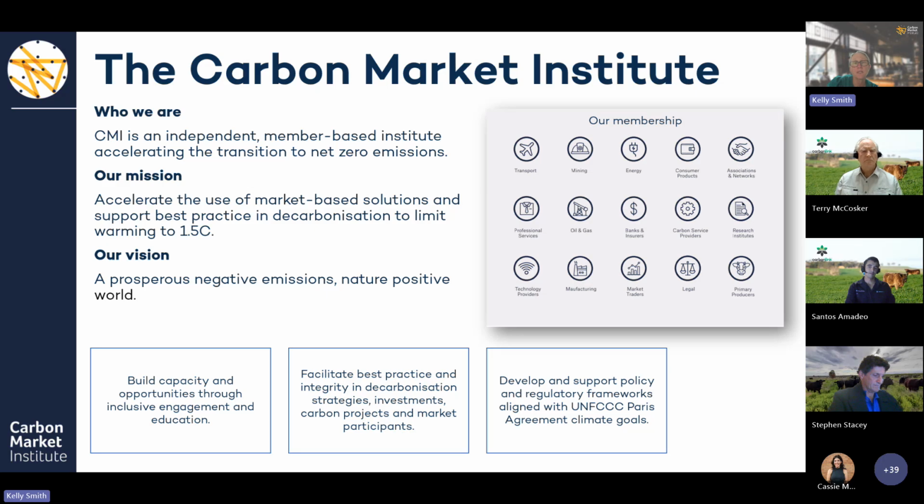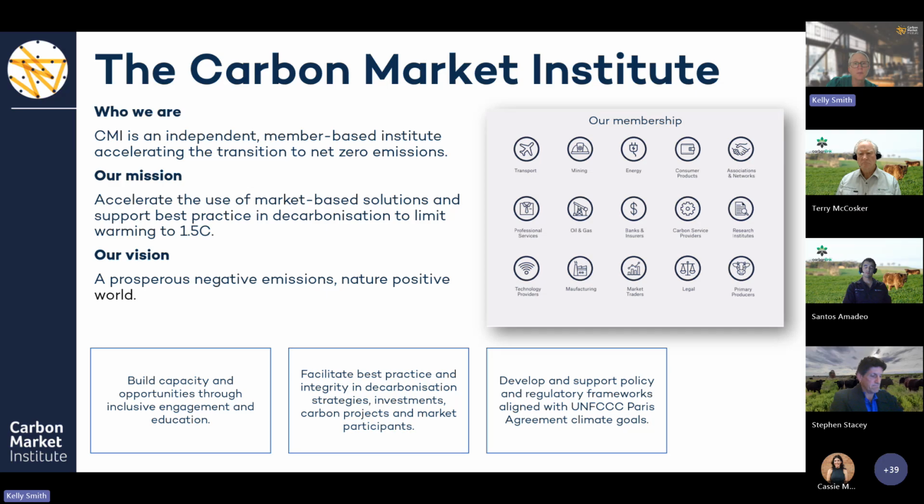For those who aren't familiar with the CMI, we're a unique member-based institute that comprises more than 140 corporate and associate members that span across the economy and the carbon supply chain. As an independent member-based institute, CMI is focused on driving the transition towards net zero. Our mission is to accelerate the use of market-based solutions as well as support best practice approaches to decarbonisation in limiting warming to 1.5 degrees.